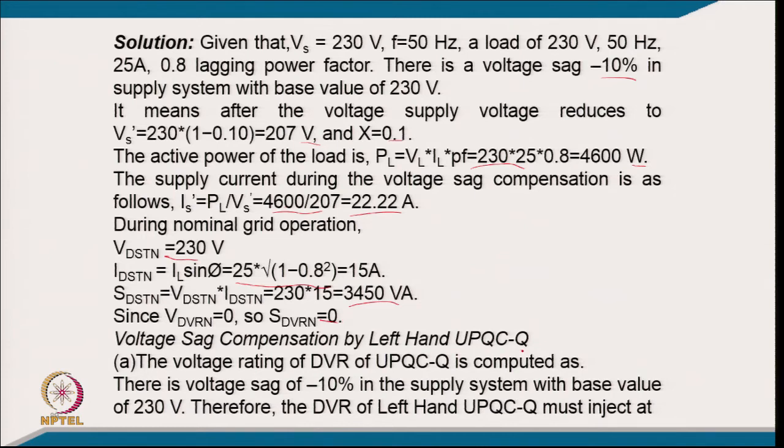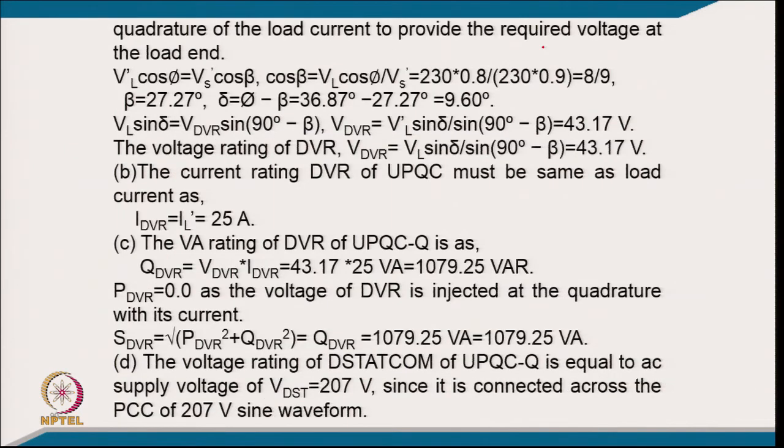Now, voltage sag compensation by left-hand UPQC. The voltage rating of the DVR of the UPQC: compensating a voltage sag of minus 10% in the supply system with a base value of 230, the DVR must inject the voltage in quadrature with the load. So, VL cos phi equals Vs cos phi. From this relation we get beta equal to 27.27, and delta equal to phi minus beta, that comes to 36. So, the angle comes 9.6 degrees, and from this we can calculate by putting in the value of beta.